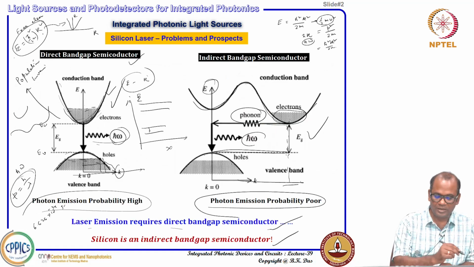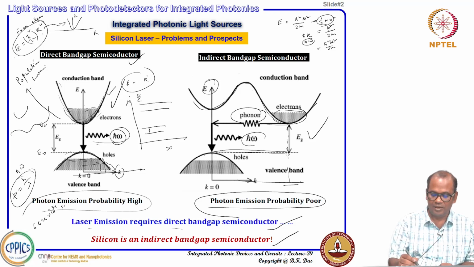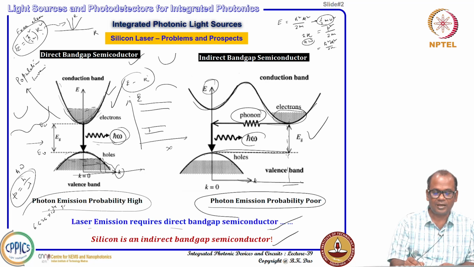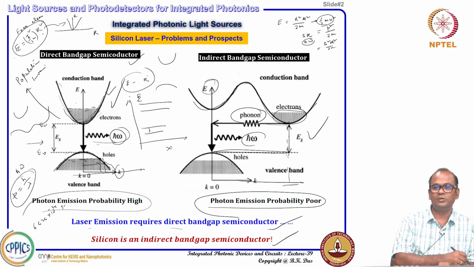If you go back to this structure, suppose emission is not possible, but what can happen is, suppose you have some kind of additional photons coming. Then an electron from the valence band can absorb the photon and get energized, and that electron can go to the conduction band, and the photon will get absorbed.